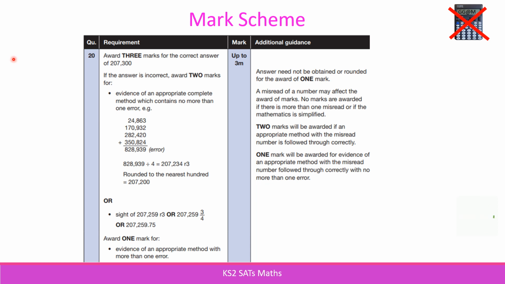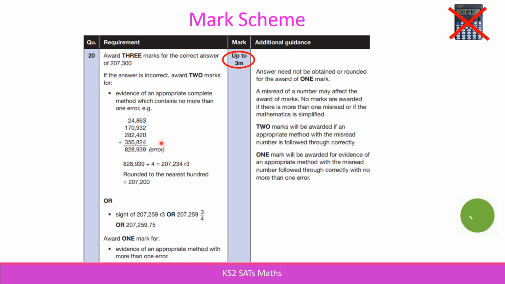This question shows the mark scheme, and it's up to 3M, which means 3 marks. Now you get 3 marks for getting the correct answer of 207,300. If the answer is incorrect, you can get 2 marks for evidence of adding up the values and then dividing by 4. Or if you've written down any of these numbers that are written down here, you can get 1 mark for evidence of an appropriate method with more than 1 error. So the marks come from the method.